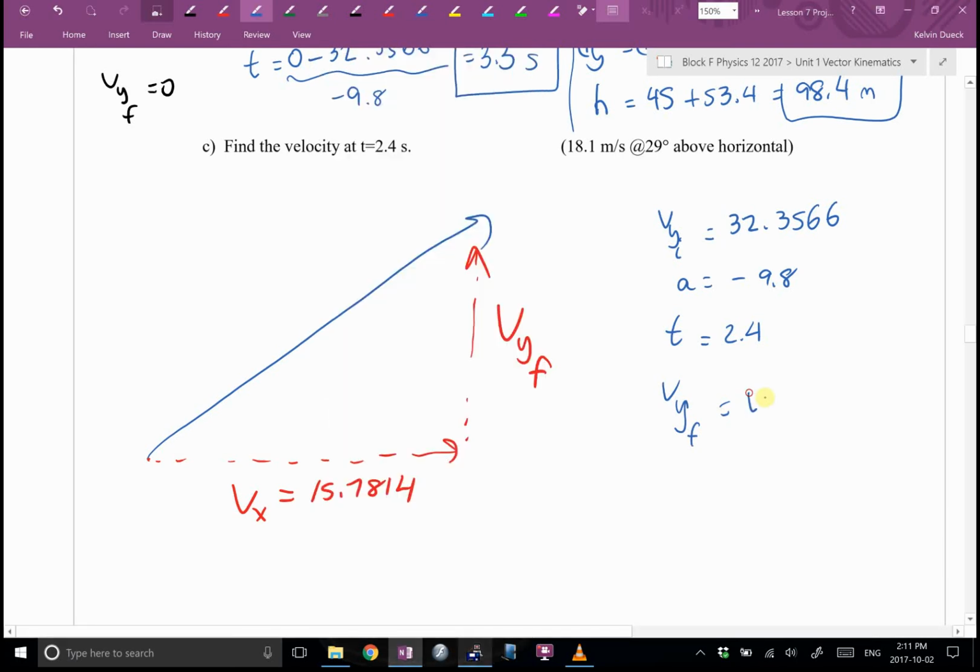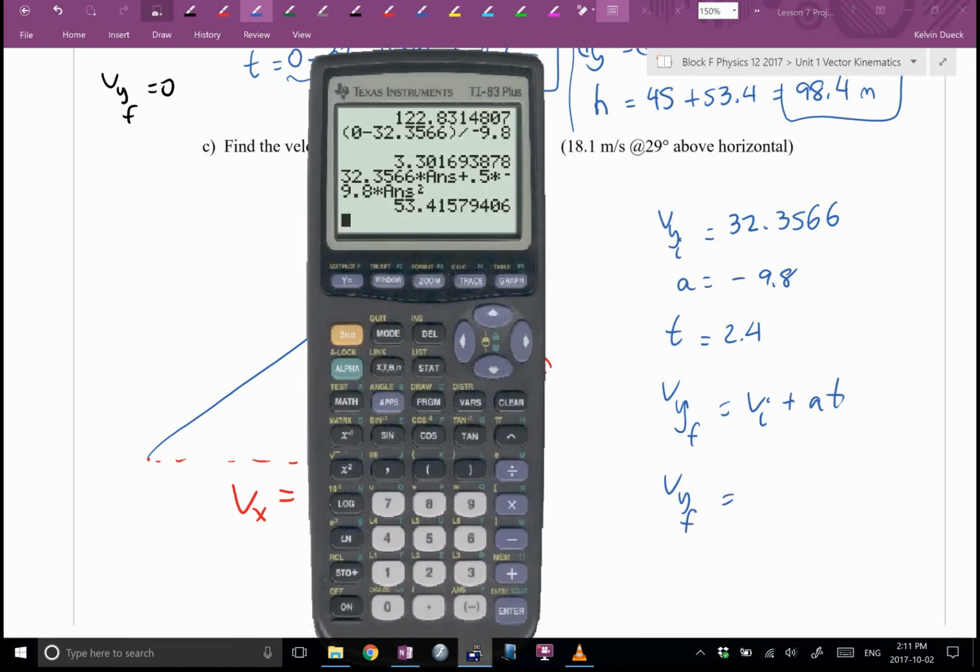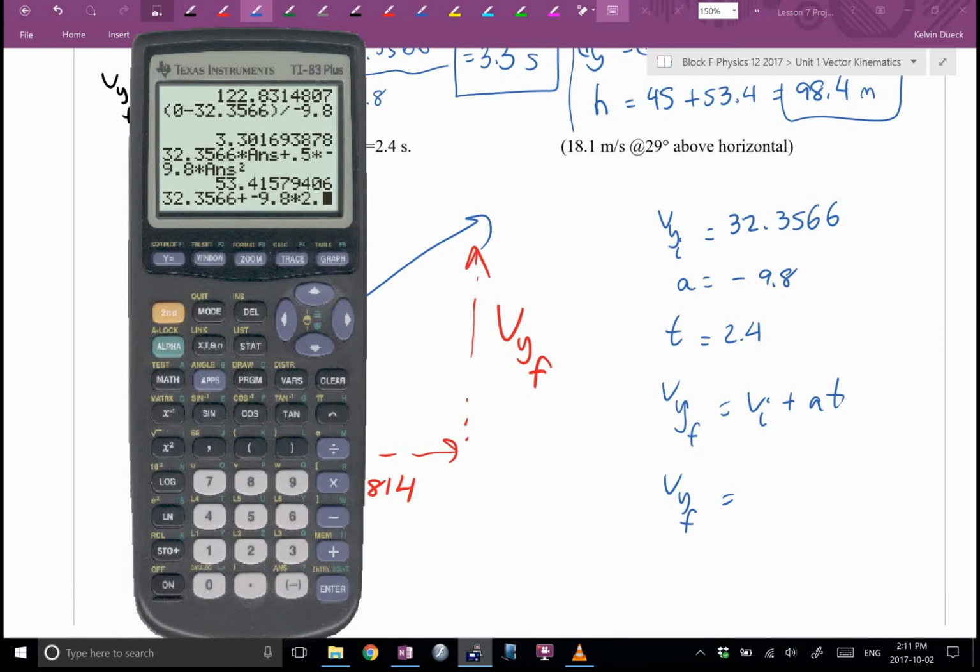It's going to be V initial plus AT. It's going to be 32.3566 plus negative 9.8 times 2.4 seconds. I got 8.8366. Yeah? Positive or negative? Positive. What if I had done this and I'd gotten a negative answer? That would tell me that my drawing was wrong. Instead of being on the way up, we were on the way down. And I'd just fix the drawing. I'd point it down slant.